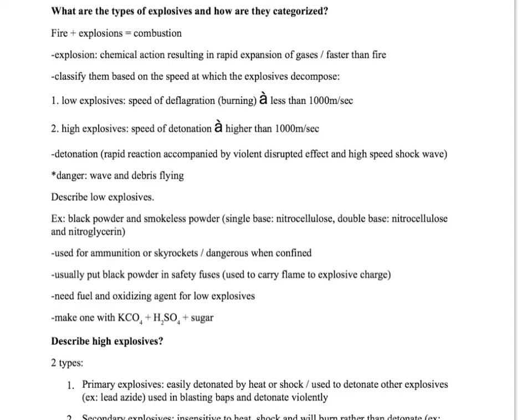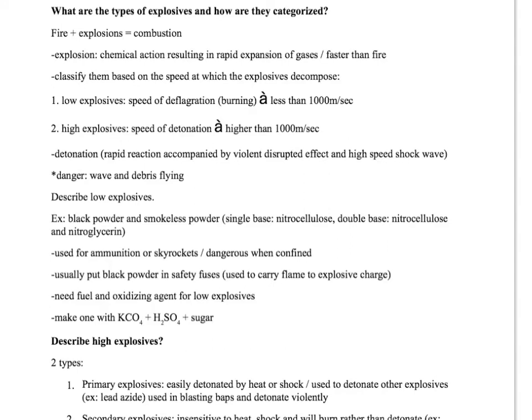An explosion is a chemical action resulting in rapid expansion of gas. Basically, the difference between an explosion and a fire is that an explosion is so much faster, more dangerous, and greater than a lot of times a fire is. Each explosive is classified on the speed at which it decomposes or detonates. And there are two types of explosives.